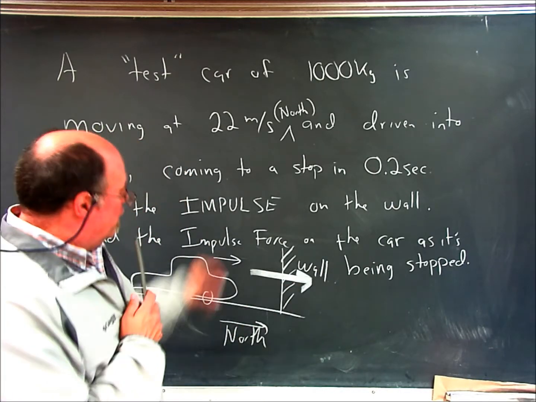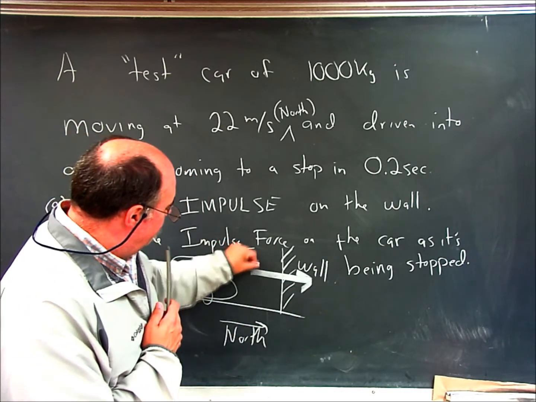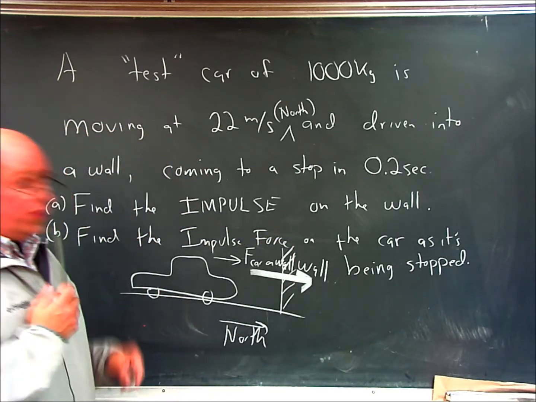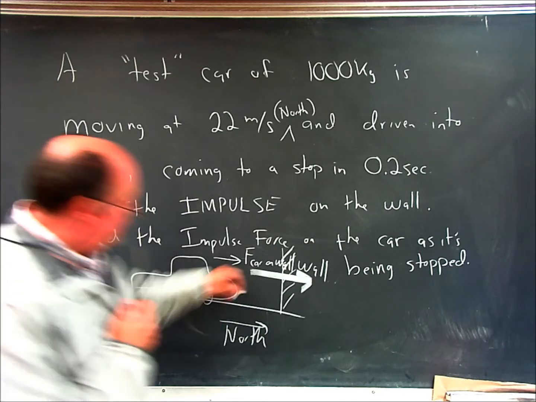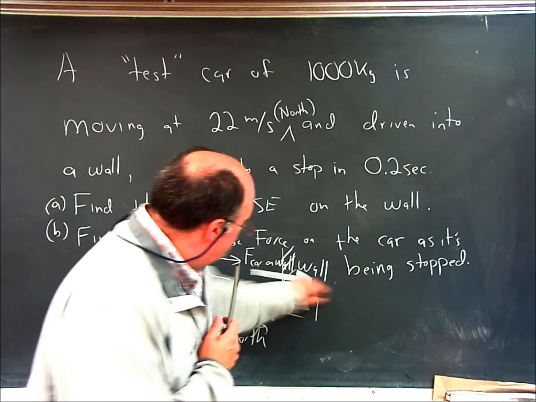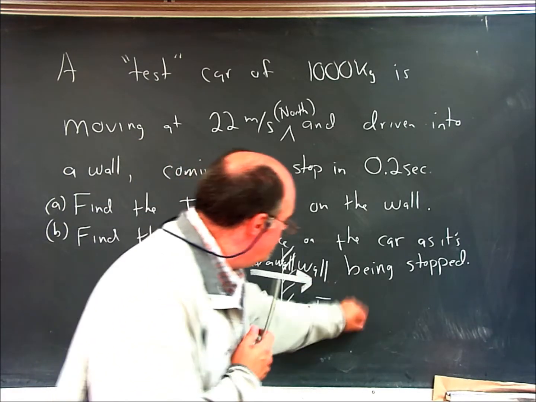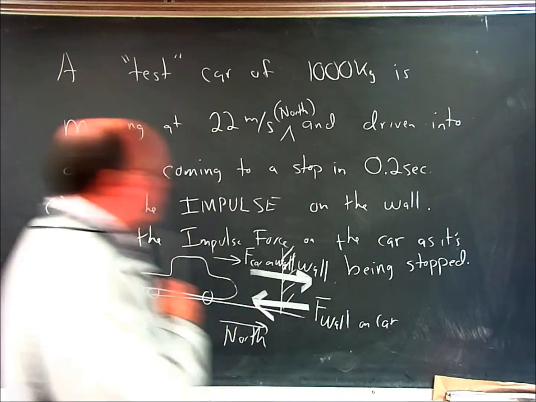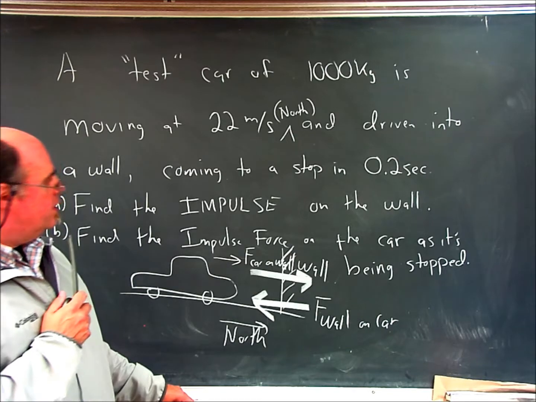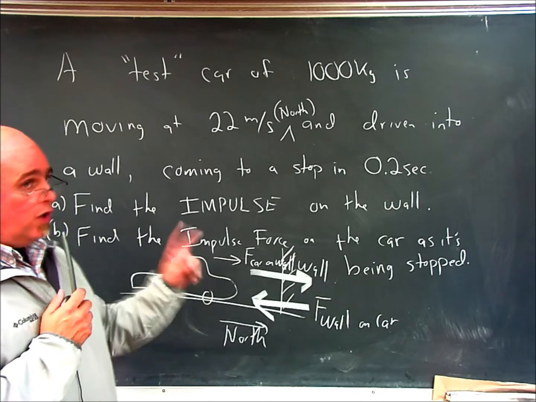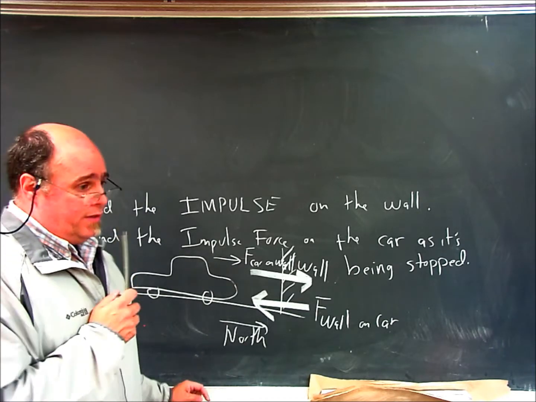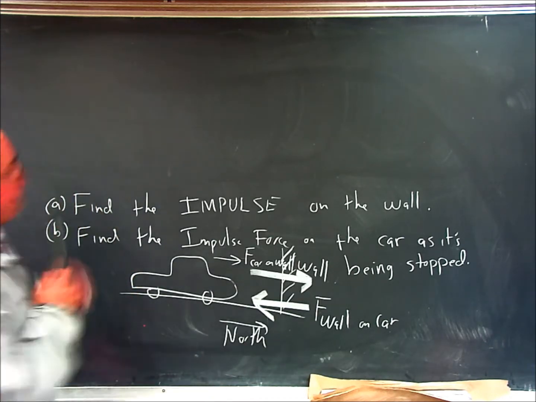That is going to be a force of the car on the wall. And what will happen simultaneously? Well, the wall will then be pushing back on the car because of Newton's third law. So this one right here would be the force of the wall on the car. And so those two forces will be equal and opposite, but we are asked to find the impulse first on the wall. Well, I can't find the impulse on the wall, and that's what they're asking me to do.